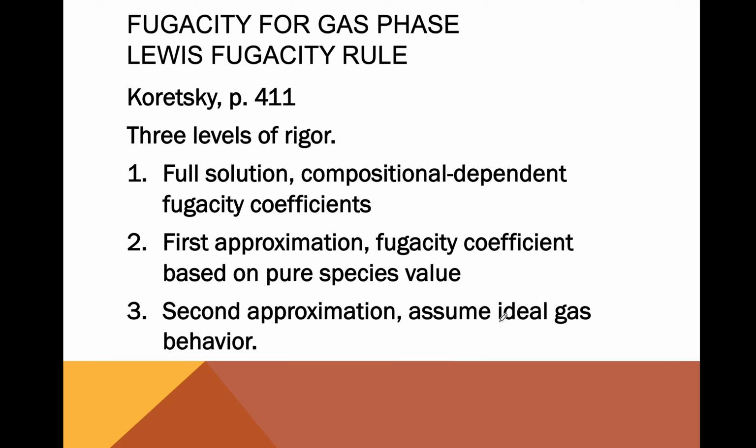Okay, fugacity for gas phase, Lewis fugacity rule. So there are three levels of rigor. One is the full solution, whereby it is a compositional dependent fugacity coefficient. The next one is the first approximation, whereby it is the fugacity coefficient based on pure species value, and the third one is the second approximation by assuming ideal gas behavior.